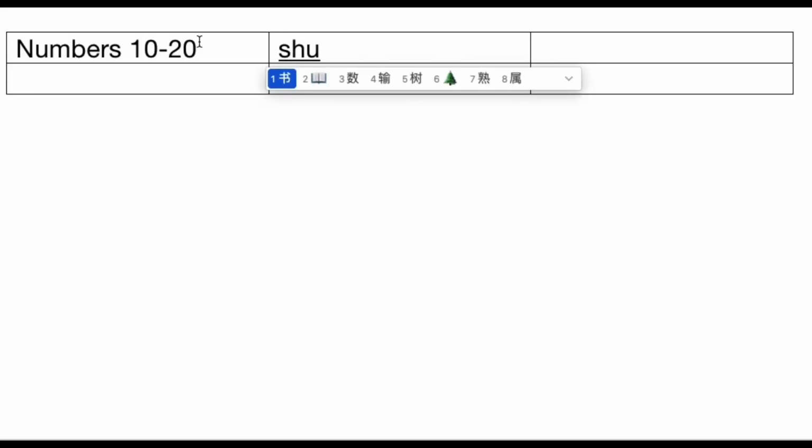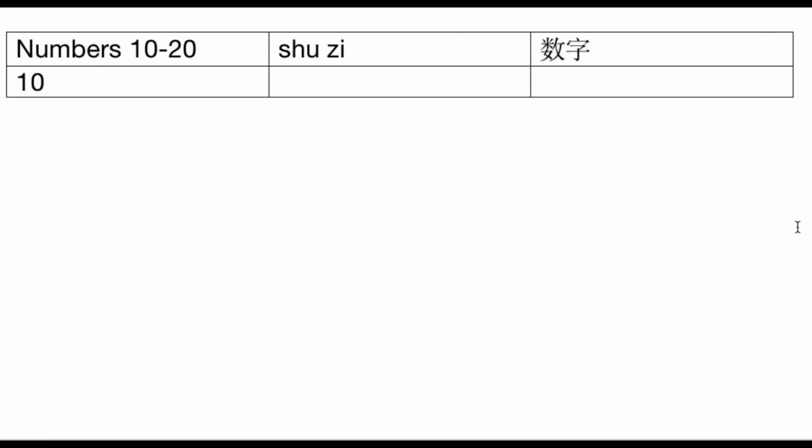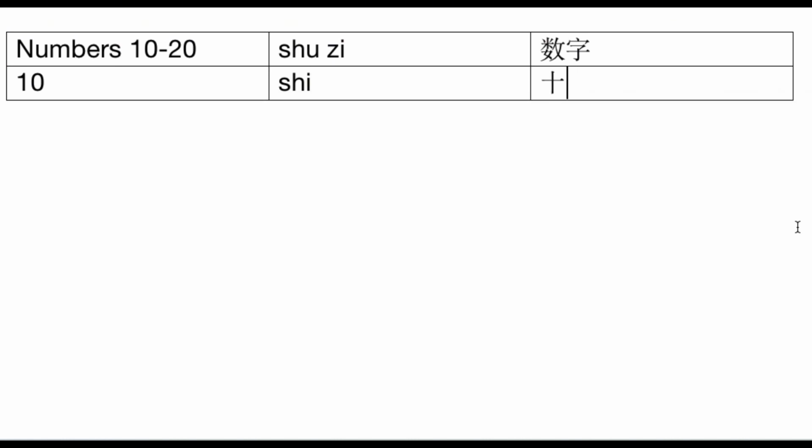These are the numbers from 10 to 20. Numbers we call shu zi. First one is 10. 十, 十.